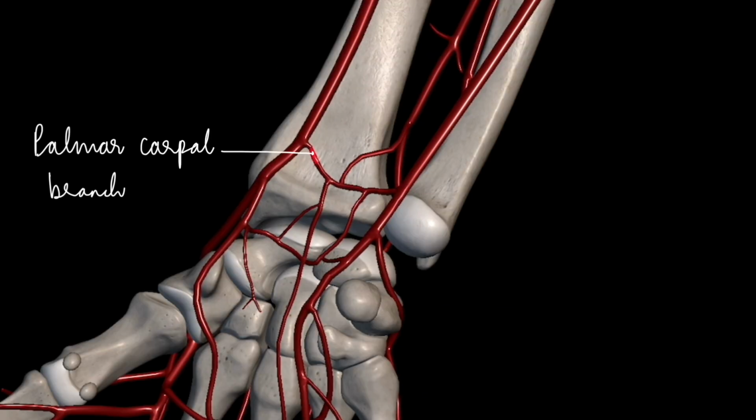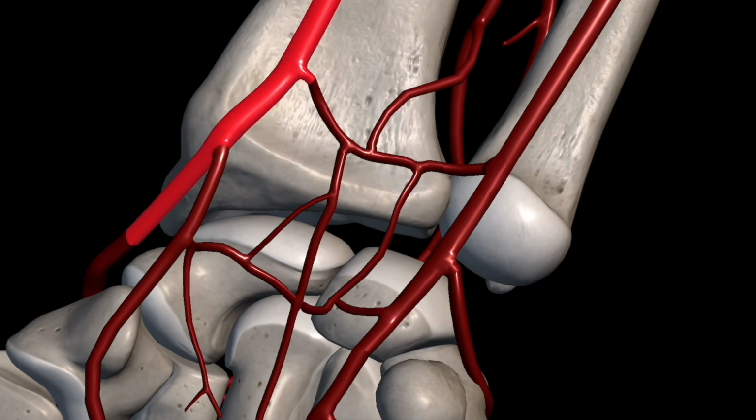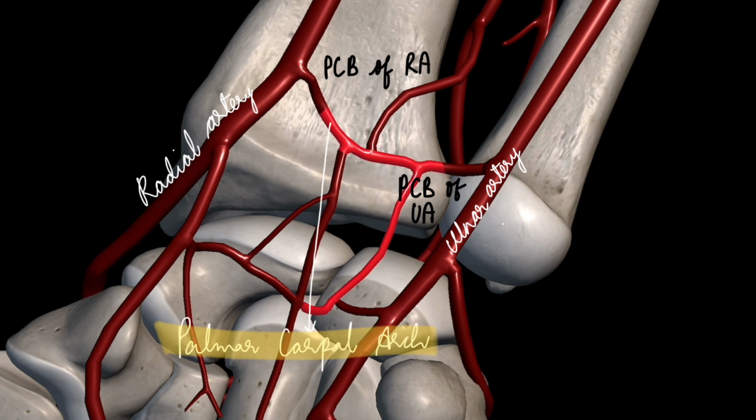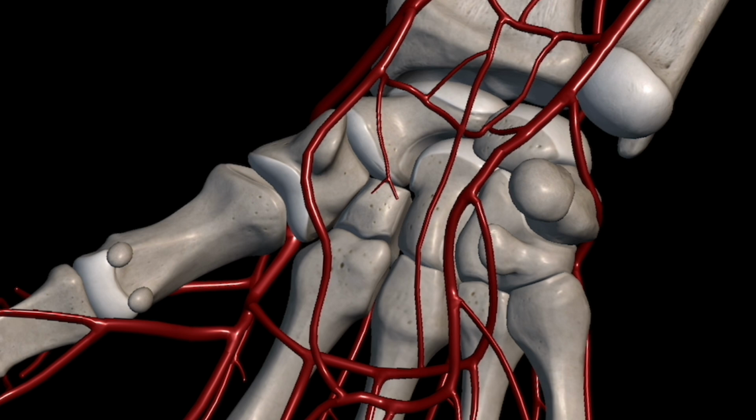Next, we have the palmar-carpal branch. It originates near the lower end of the radius, just above the wrist joint, and it mainly supplies the radiocarpal joint and the carpal bones. Now see, this is the radial artery and this is the ulnar artery. The radial artery gives the palmar-carpal branch of the radial artery, and the ulnar artery gives the palmar-carpal branch of the ulnar artery. They anastomose and form the palmar-carpal arc.